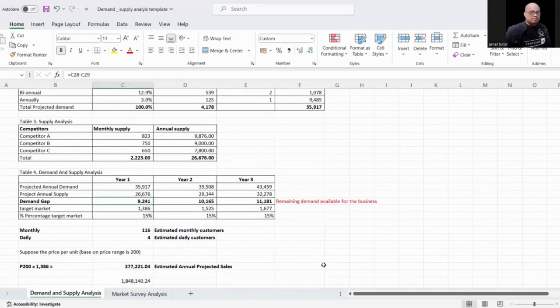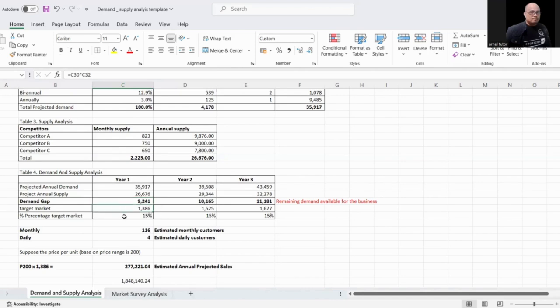Now, for some reason, sometimes the demand gap is bloated also. And if you're going to consider the entire demand gap, then your projected annual sales will also be bloated. So sometimes we only consider a fraction of this one. So let's just say that this is bloated. 9,241 is bloated. Now, we only get a fraction of this one, let's just say 15%. Your target market would be 1,386 customers in a year.